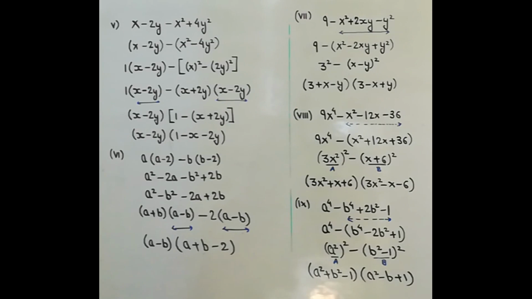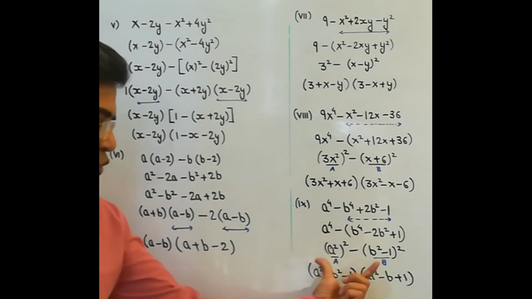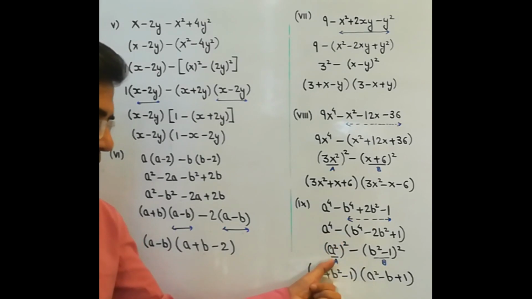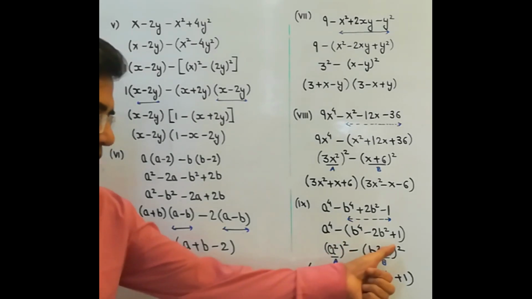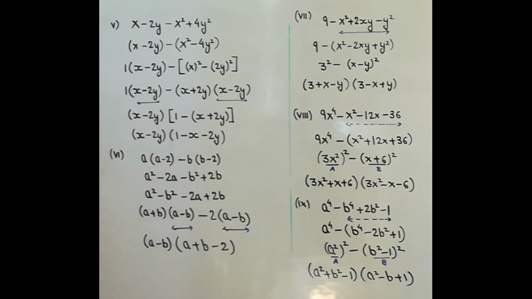So in these questions, what we are doing is trying to convert them into a difference of two squares, with a minus sign in between. In each of the questions, we have tried to convert the whole into two square parts, a square minus b square. Here also, a square minus b square. So you can pause and note this down.